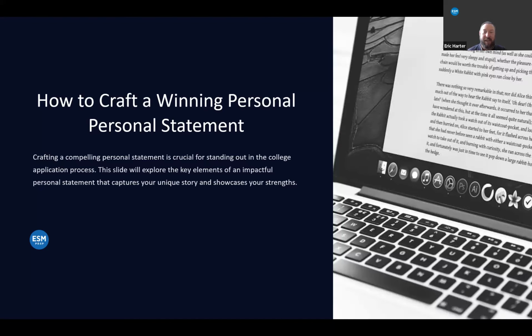So we know this is the key essay that our students write for Common App that goes to almost all the schools that they apply to. So there's a ton of importance put on it, a lot of nuance, and frankly, a lot of pressure that gets put on this essay.